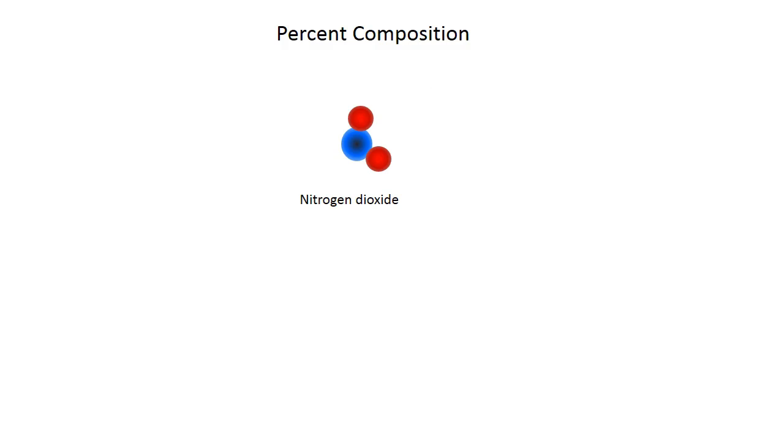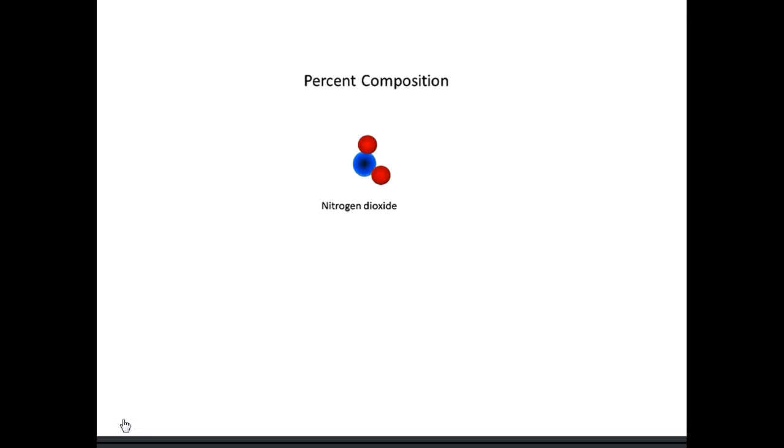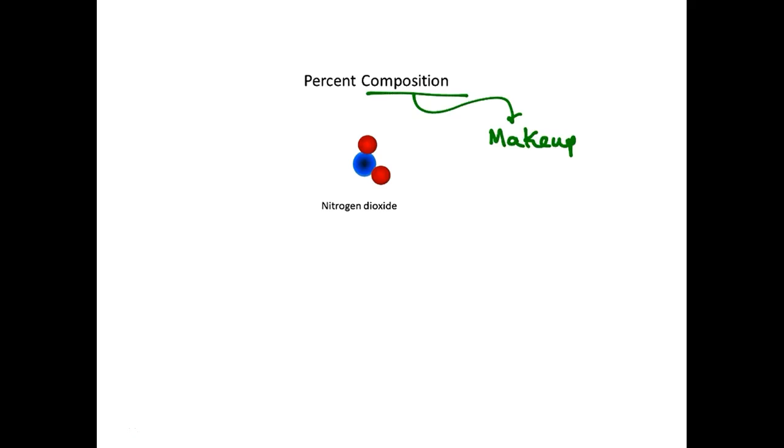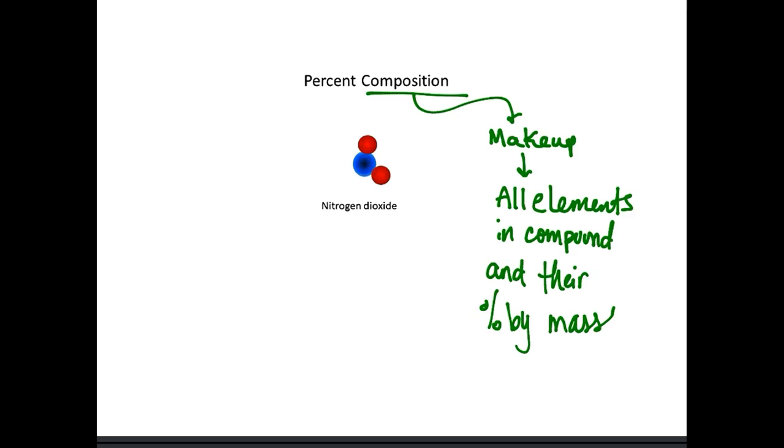We have nitrogen dioxide, and we're going to calculate the percent composition of this compound. So we're going to determine the percent composition of nitrogen dioxide in this example. Composition means makeup, and so you have to list all the elements that are in the compound. Whenever the question just says, what is the percent composition, or determine the percent composition of this compound, then that implies that you need to provide all of the elements that make it up and their percent by mass.